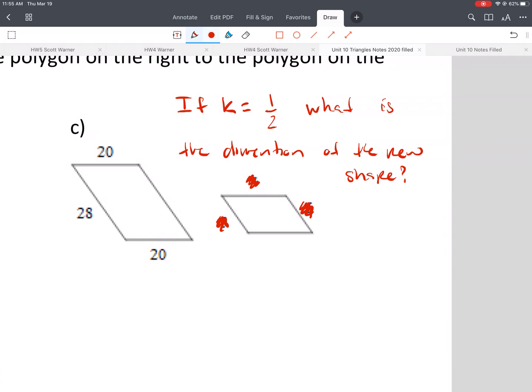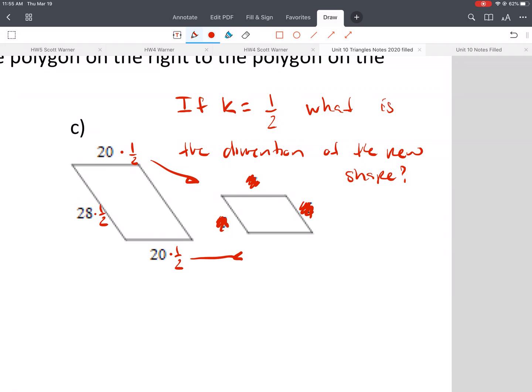So all you need to do is multiply the original picture or shape, or sometimes they call it the pre-image, by its scale factor. So we would multiply everything by 1/2 to give us our new shape.